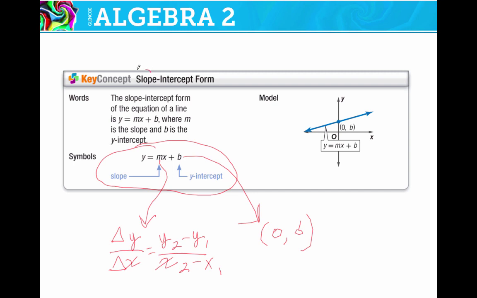That's why we call this the slope. The y-intercept is the b. So the name of the equation actually comes directly from what you get from the equation.